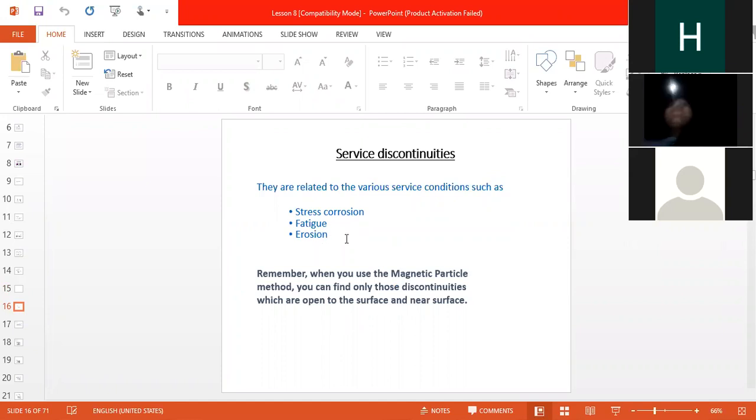Now, fatigue means the vessel is working under load for long days, long years. Then we are getting the indications. Okay, so that is fatigue. Erosion means, in a pipeline there is an elbow. Elbow means sudden change. The pipe flow suddenly changes. So at the junction, at the corner, the mechanical removal of material is known as erosion. Erosion means mechanical removal of material.